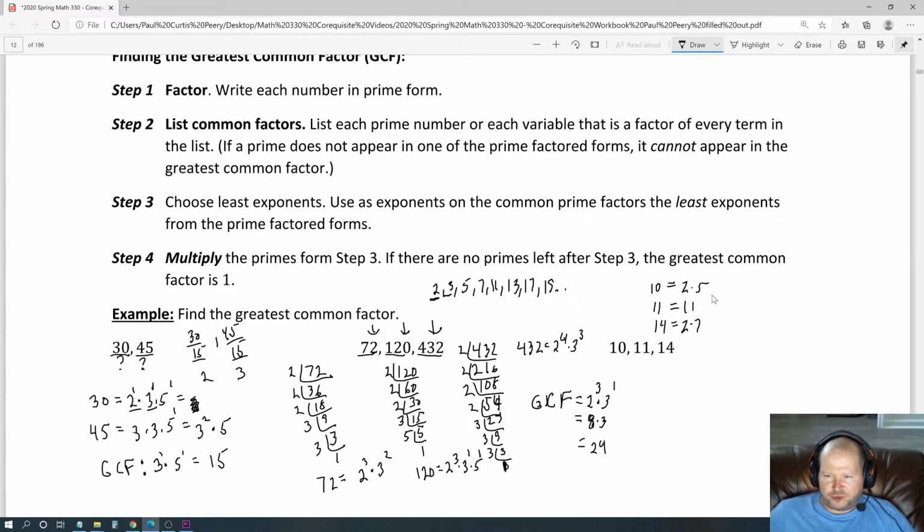And sure enough, if I do the prime factorization, it's not going to work, right? Because the 11 only has 11 as the prime factor, and 11 is not in the first one. 11 is not in the third one. Therefore, there is no prime factor other than 1.